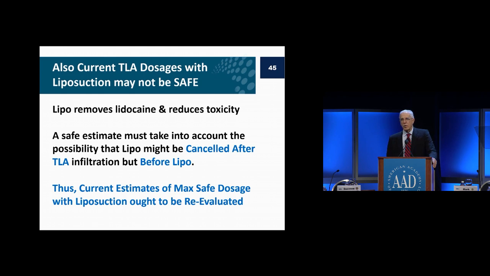We know that liposuction removes lidocaine and reduces lidocaine toxicity. But what if we gave the standard dosage now, which is 55 milligrams per kilogram, with the intention of doing liposuction, and then for some reason after that high dosage we had to cancel the liposuction? For example, the patient develops nausea and vomiting, or gets a migraine, or the surgeon gets chest pain and the surgery is canceled. In that case, the patient might have a high dosage of lidocaine, so we needed to reevaluate that as well.